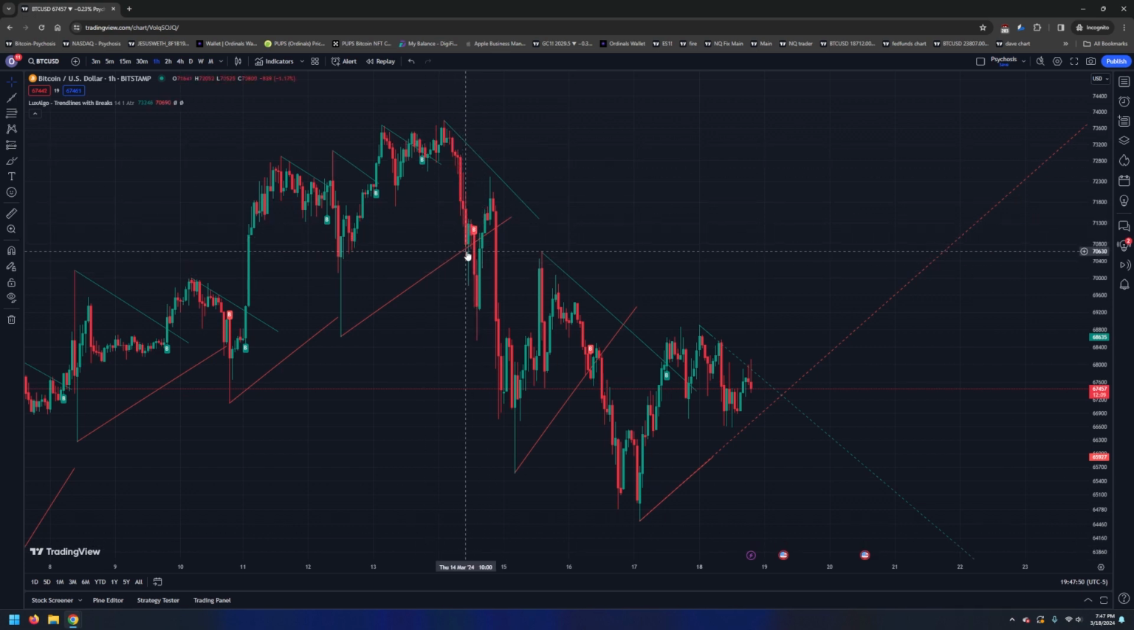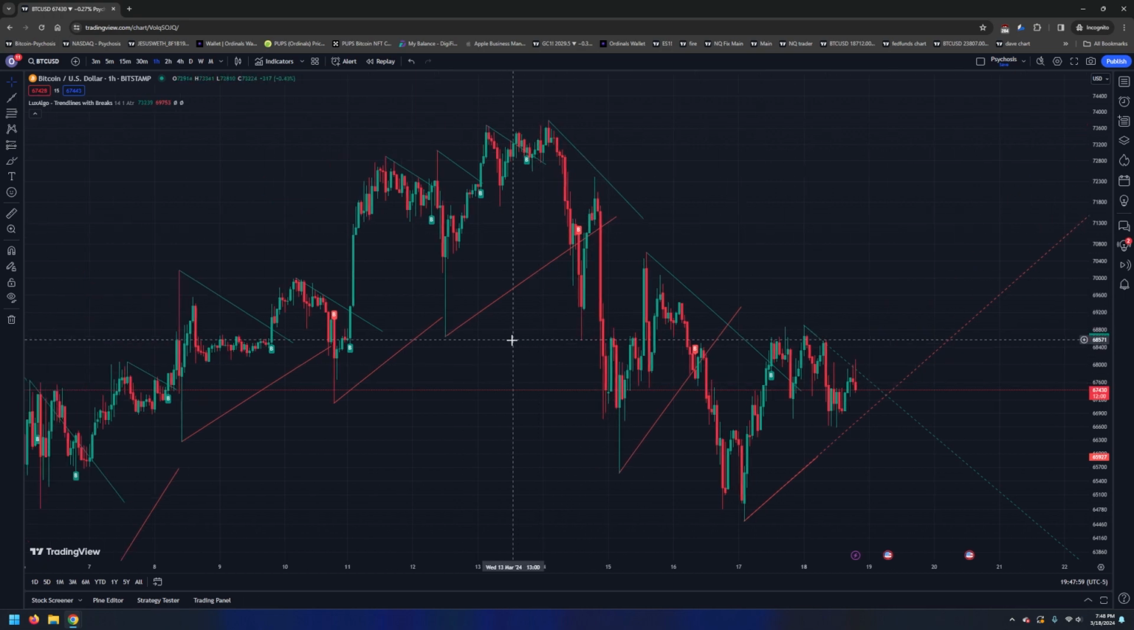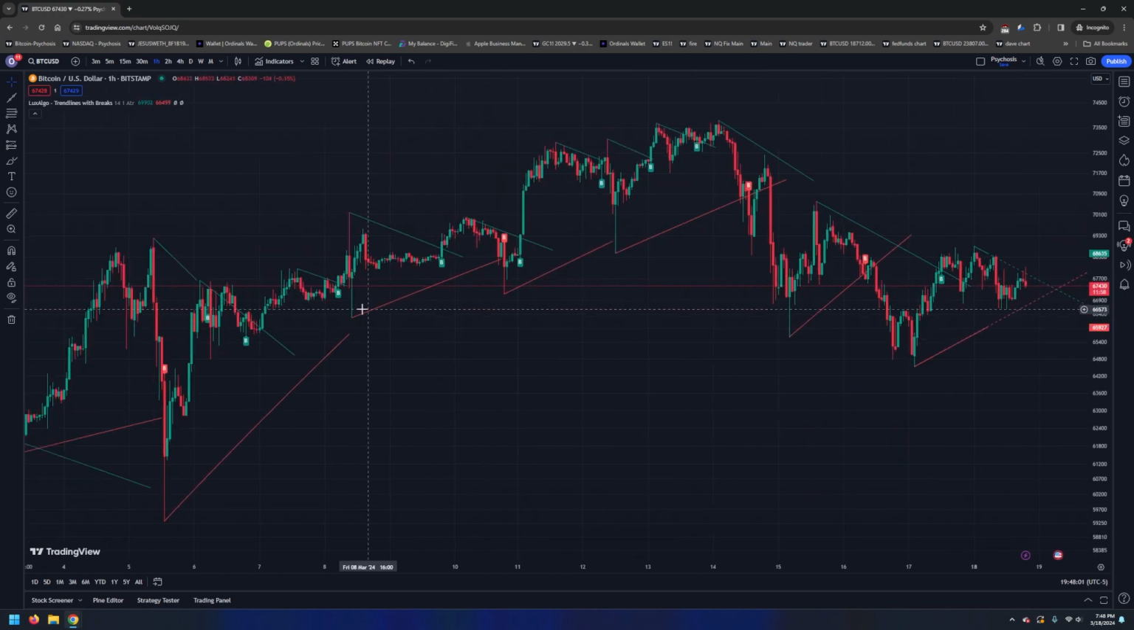Nice push down and then break. And then it's a clear break after that. It's probably not even enough time to get in. Break above, back down. So that's something very interesting to look into. I'm not going to get into the full thing.